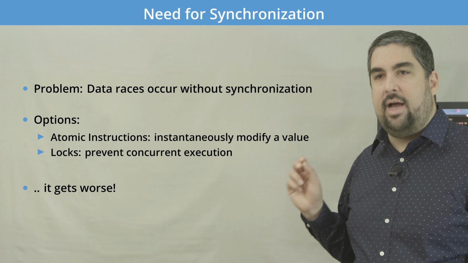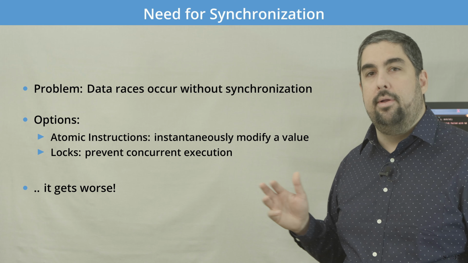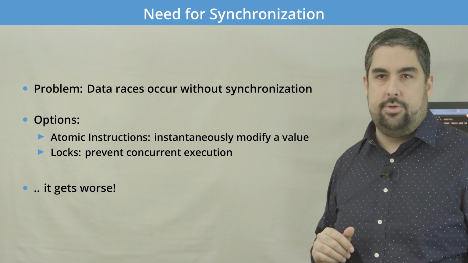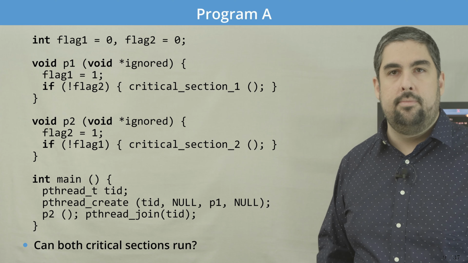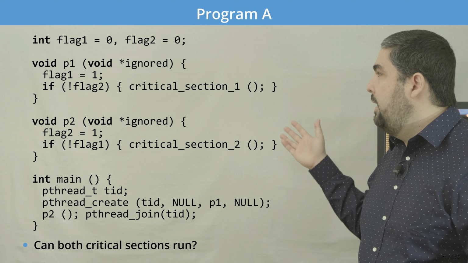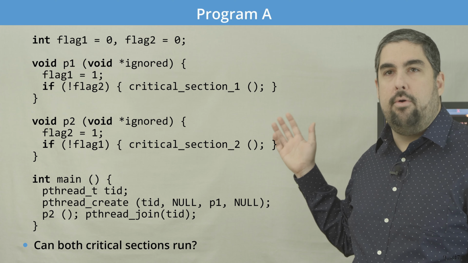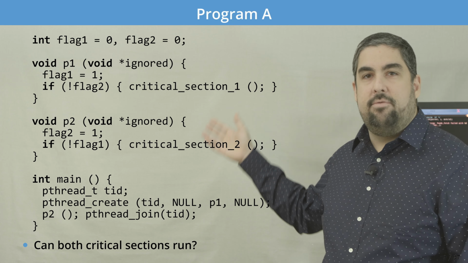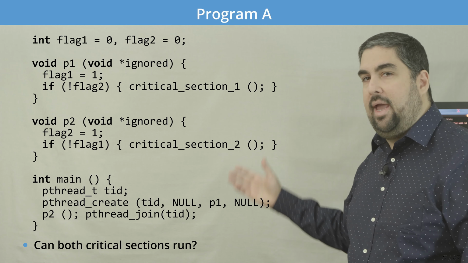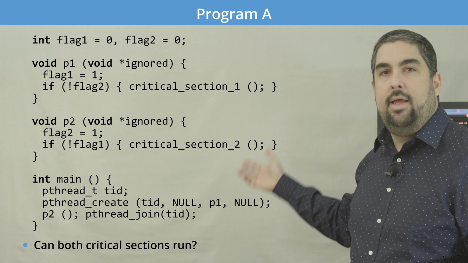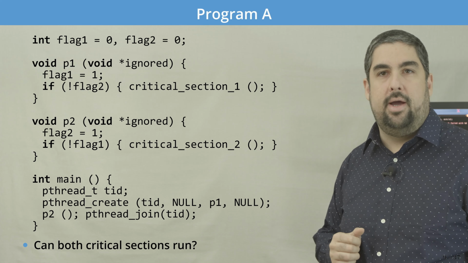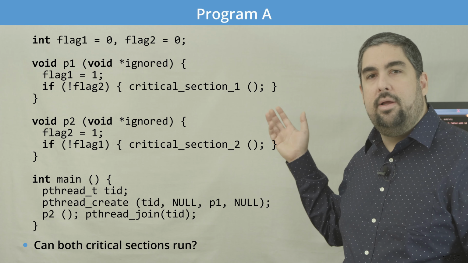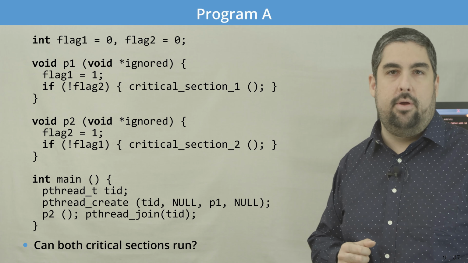But first, I want to dive into a little more background on why this is such an issue and see how this even gets worse. So here, I have an example, program A, that I've created, and it has several functions that are going to run in parallel. Main spawns a bunch of threads, and it's going to run P1 and P2 at the same time. So what could happen if both of these threads run?